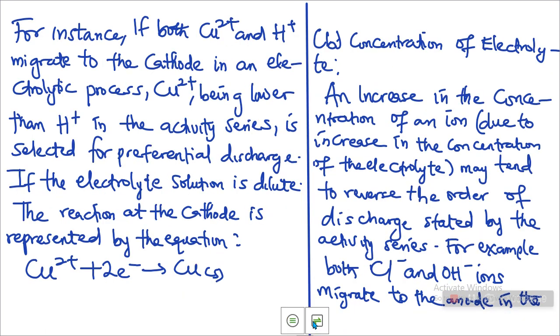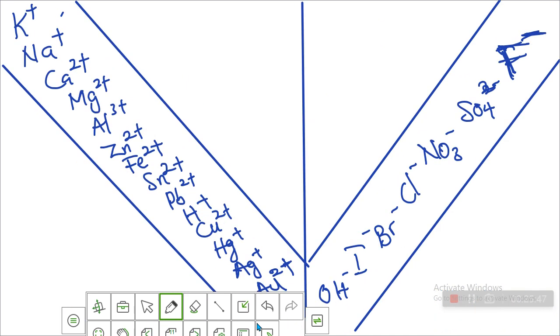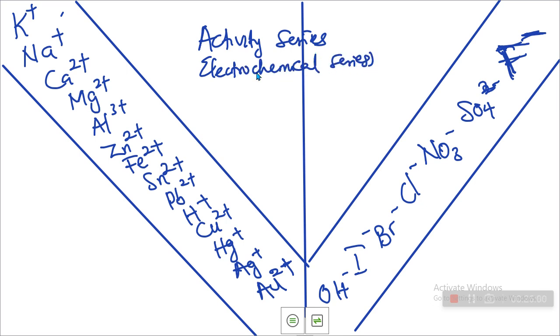Now for instance, Cu2+ and H+. Now let's go to the activity series. This is the activity series, right? You can also call it the electrochemical series. Now, if you look at this, they ask which one is going to discharge between hydrogen and copper. Hydrogen is higher than copper. Which one do you think is going to discharge? I've told you the one that is lower is going to discharge. So copper is going to discharge.